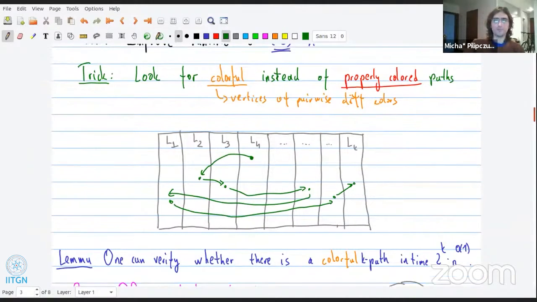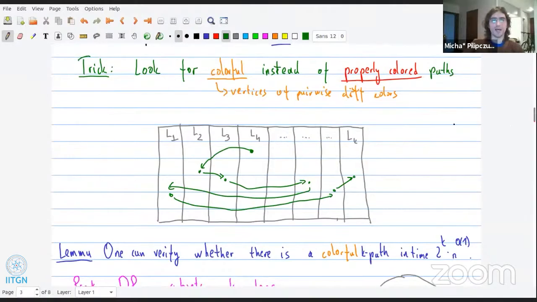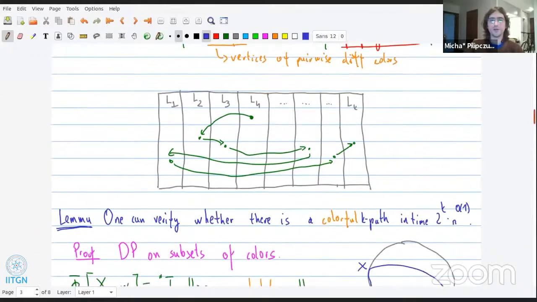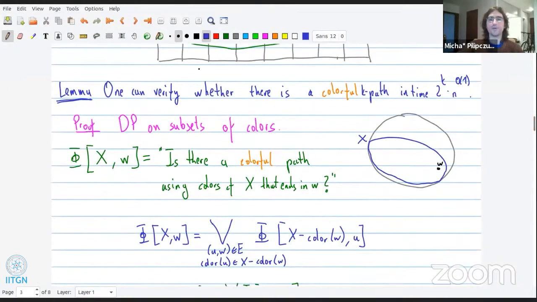So now let's prove the following lemma, that we are still able to look for such k-paths pretty efficiently in the parameterized sense. I claim that we can verify whether in my graph there is a colorful k-path in time that is not polynomial anymore, but a good FPT algorithm: 2 to the power k times polynomial in n. And the proof is essentially a very basic application of dynamic programming on subsets of colors.